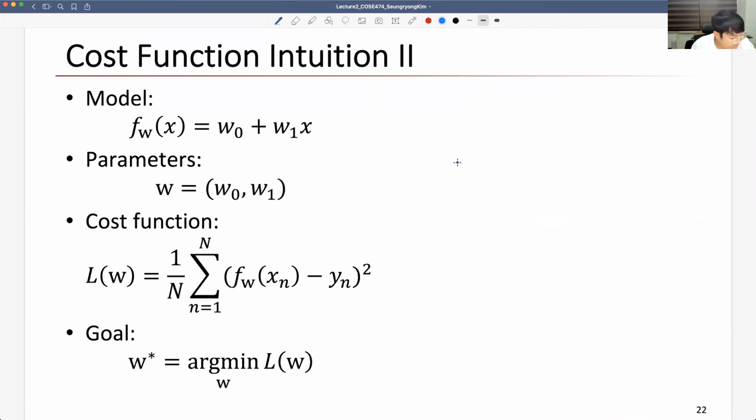So people keep going. Do you have any questions so far? Actually, this procedure is exactly a brute force strategy. We will derive a more systematic way to find the optimal parameter W. So is there any question?